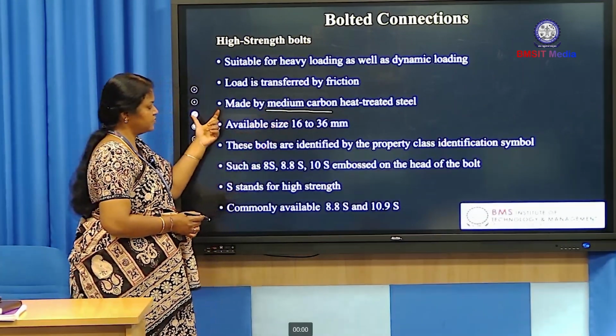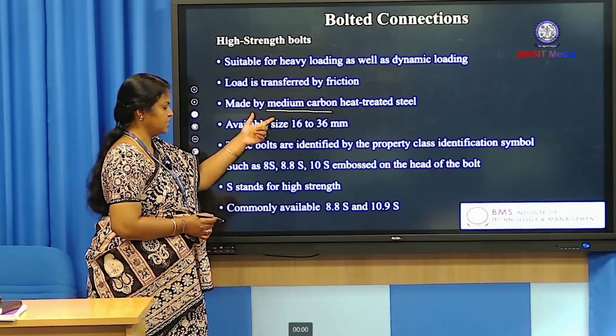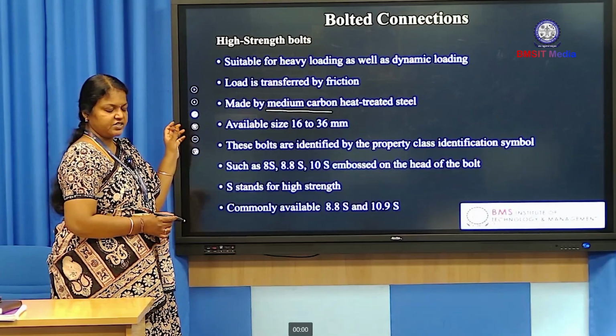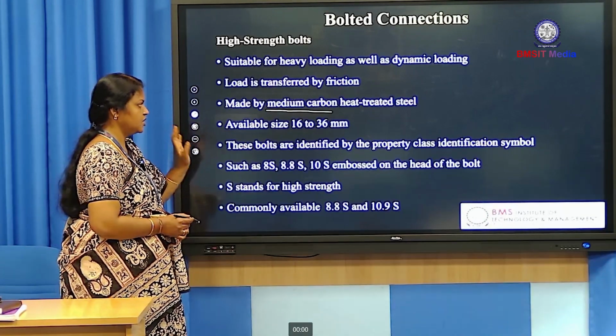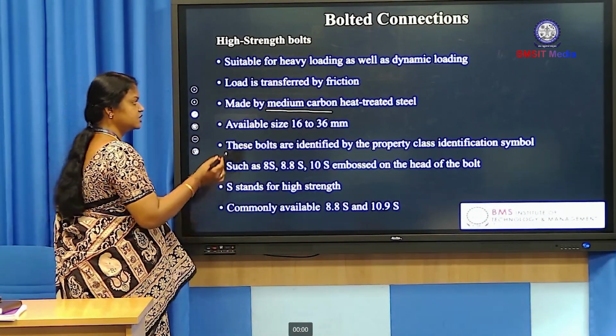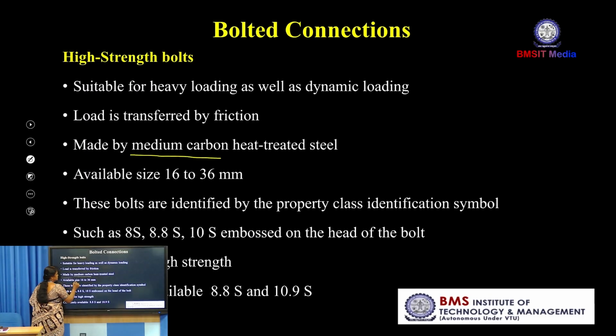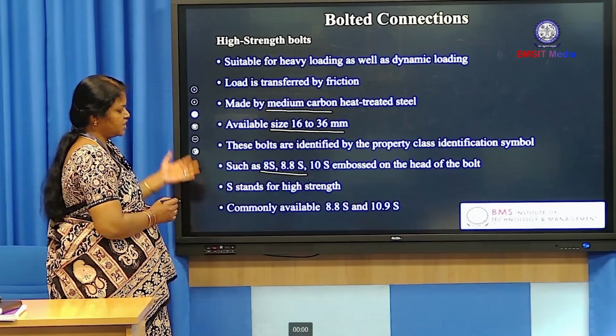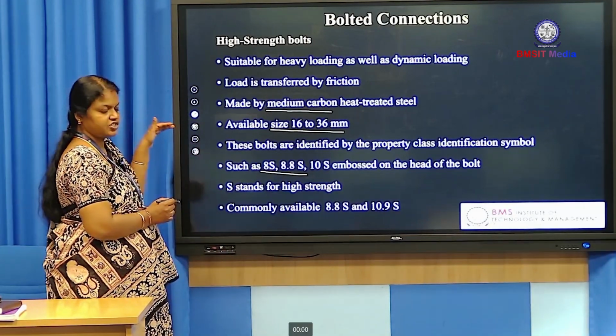So, compared to the previous one, the carbon content is more here. In the previous one, that bolted connection, the unfinished bolt is made only of mild steel, that is low carbon steel. So, the available size is 16 to 36 mm. Here, this is designated by 8S, 8.8S and 10S. This symbol is embossed on the head of the bolt, so we can easily identify it. This comes under the high strength friction grip bolt.